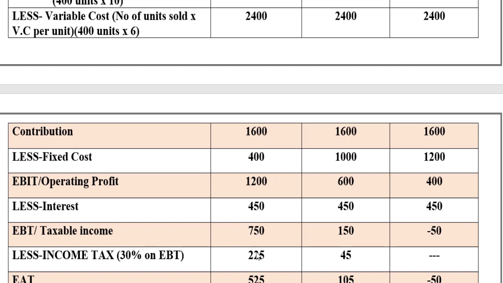So 750 minus 225 will get 525. 150 minus 45 is 105. And minus 50 minus 0 will be minus 50. That's how you have to calculate and how you have to prepare the income statement.